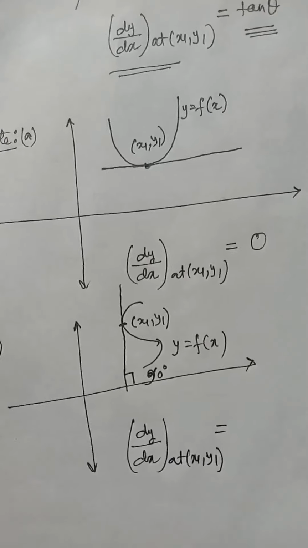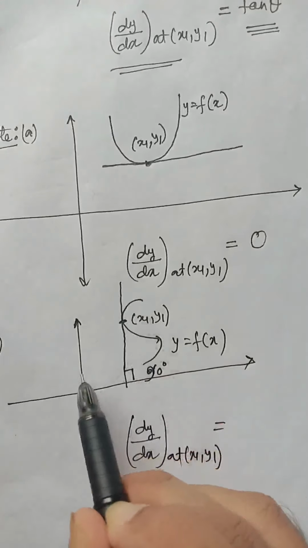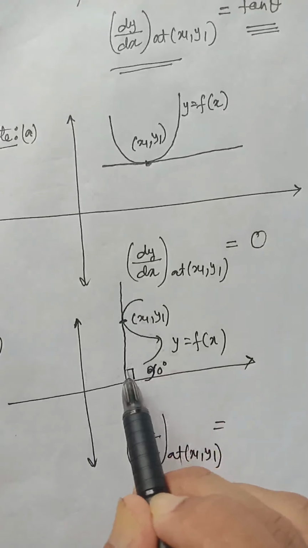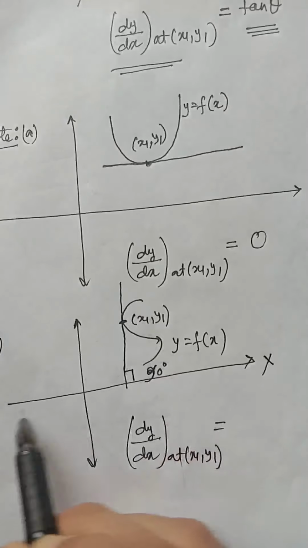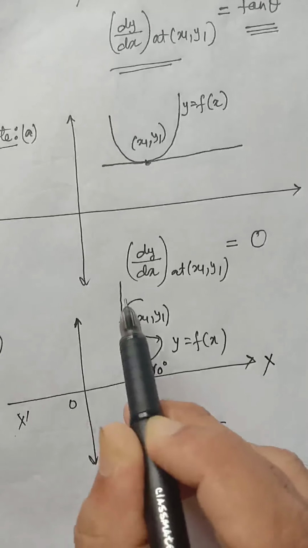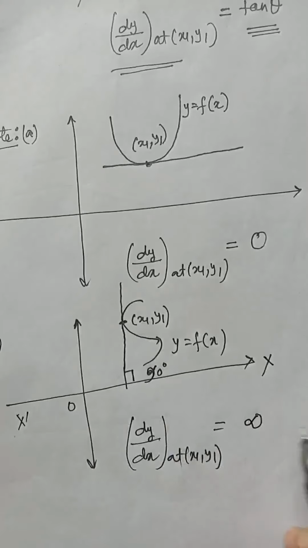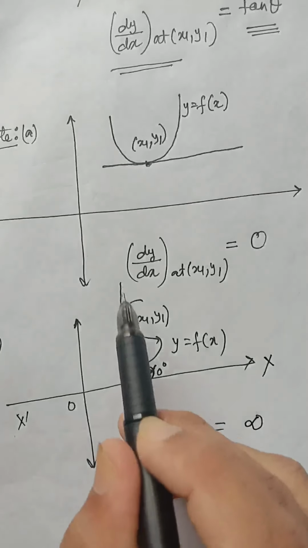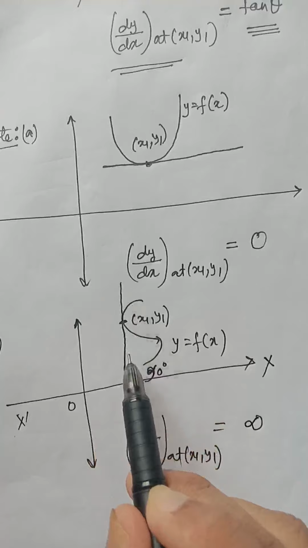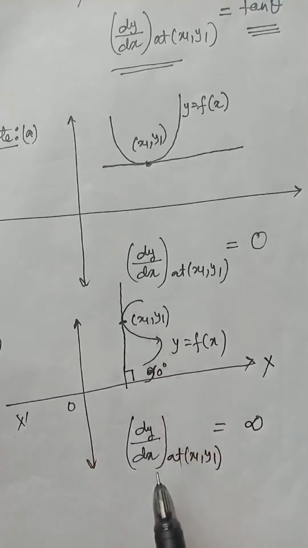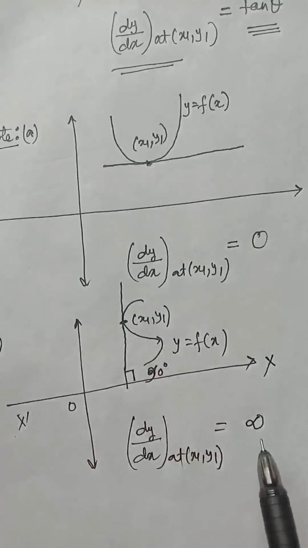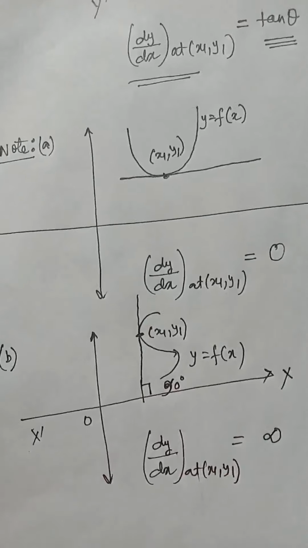Now this line is parallel to the y-axis, so it makes an angle of 90 degrees with the x-axis, and therefore its slope will be tan 90 degrees. Tan 90 degrees means undefined. So at a point where the tangent to the curve is parallel to the y-axis, the value of dy/dx will be infinity.